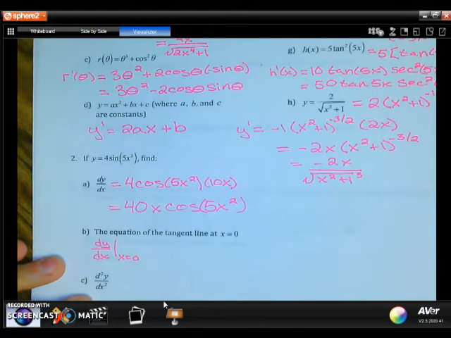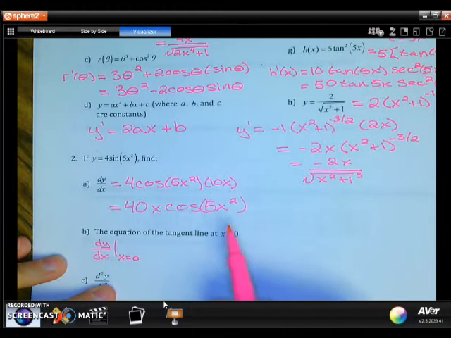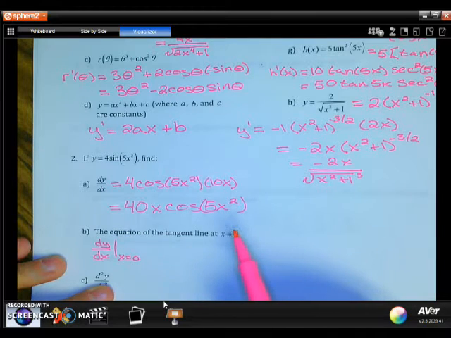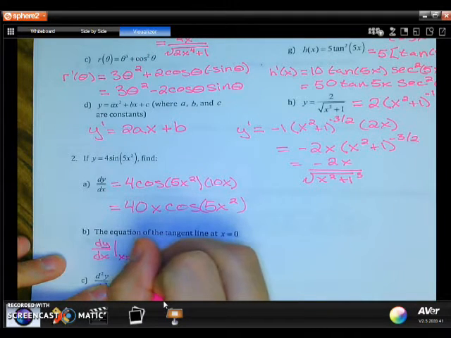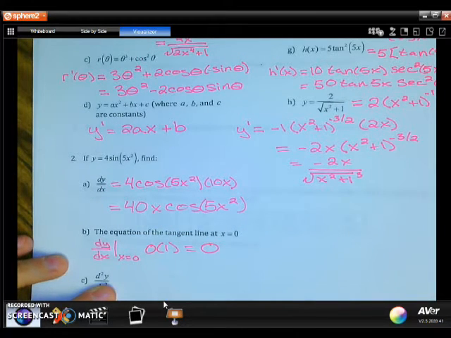That's going to give me just a 0, right? Because if I plug in 0, cosine of 0 is 1, but 0 times 1 is going to be 0. So you can even write that if you wanted. Okay, so I have a 0. And I'm writing the equation of a tangent line. So this is the slope at that point.